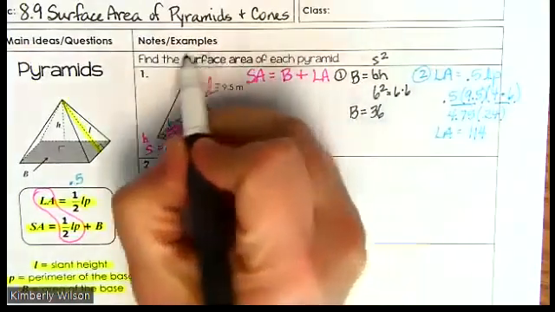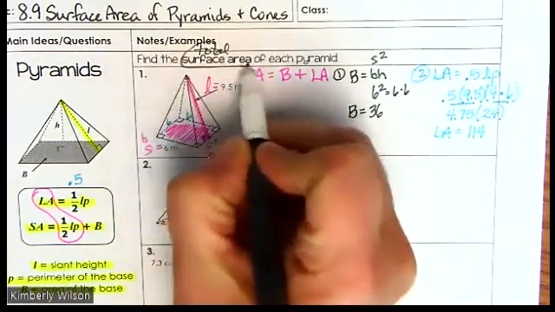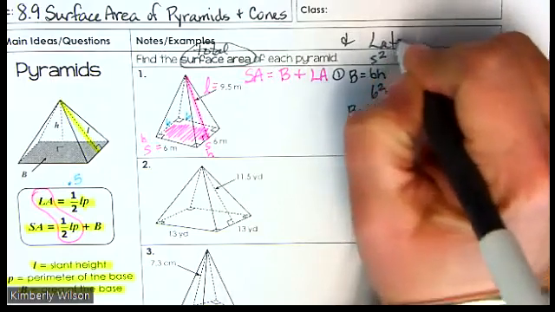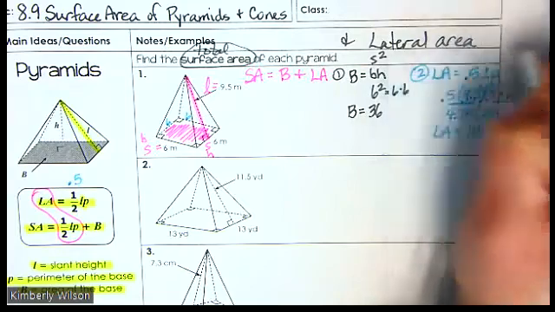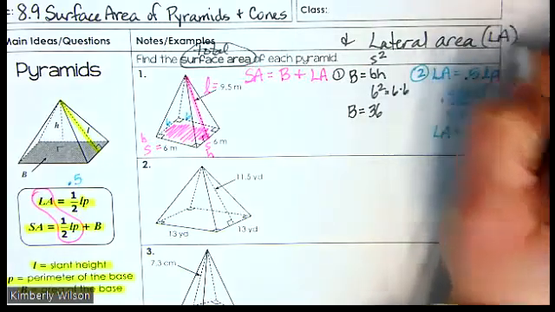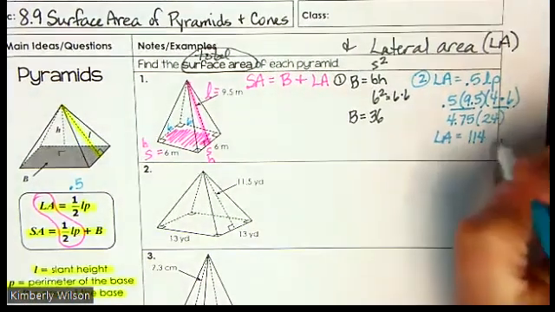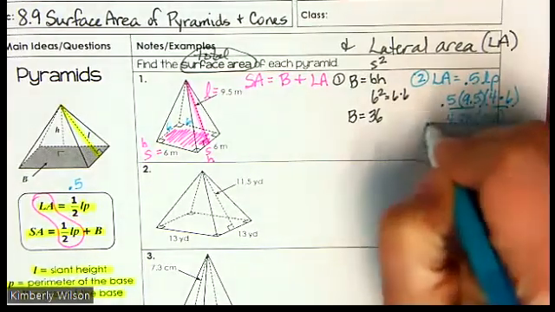We're finding both. So you find the total surface area and the lateral area. So you have to find both. Okay. So this is 114 meters squared. Got that answer already taken care of.